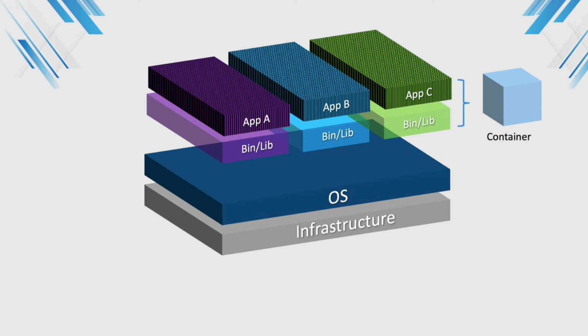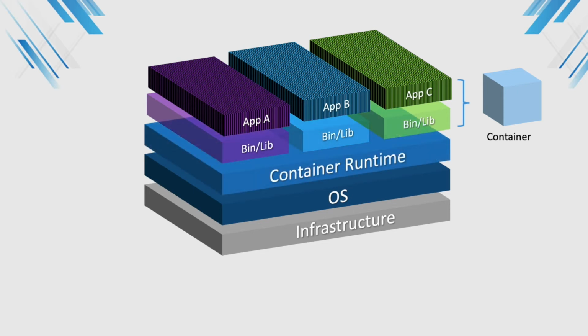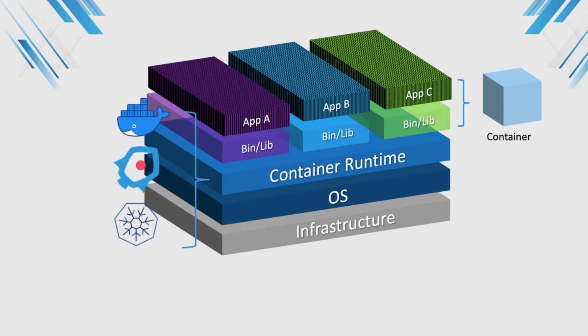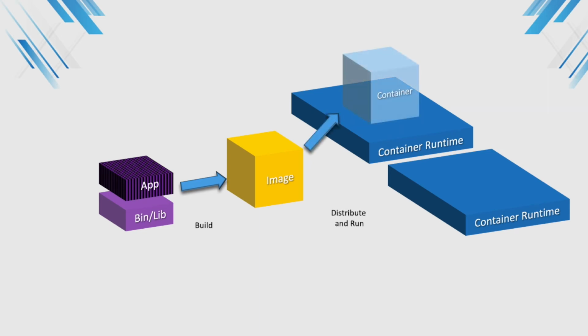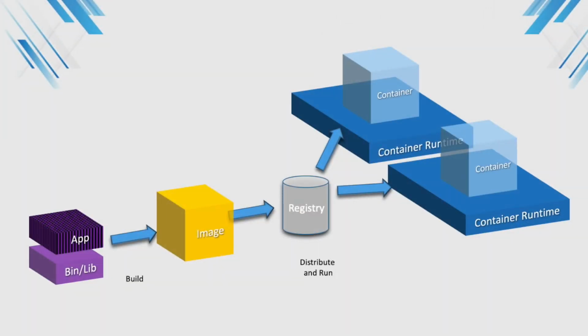In order to execute containers on top of the operating system, an intermediate layer is needed, the container runtime or container engine, which executes the containers. There are several implementations. Some of them are Docker, CRI-O, or Rocket. Like virtual machines, containers are generated from images. Therefore, once the image has been generated, it can be easily distributed and run in any host which has a container runtime. Container images are stored in a specific type of repository known as image registry. The container runtime fetches the images from those registries.